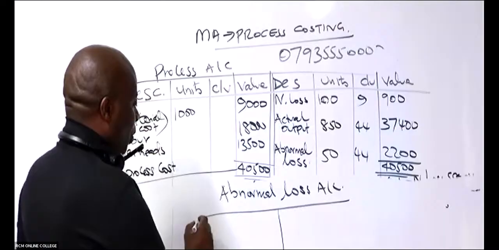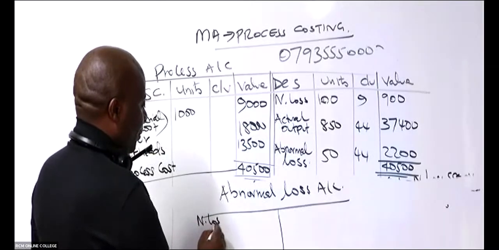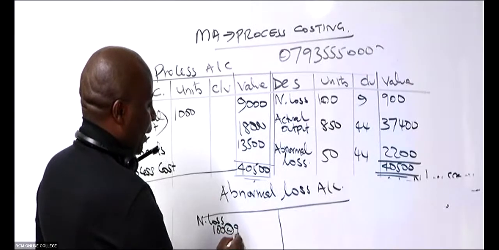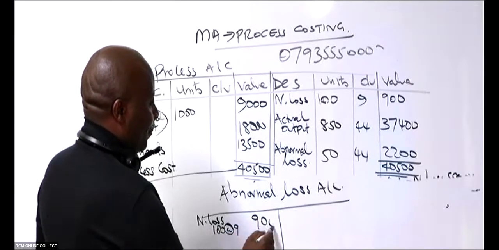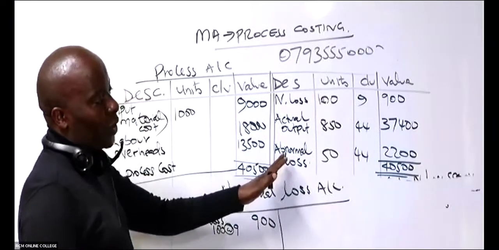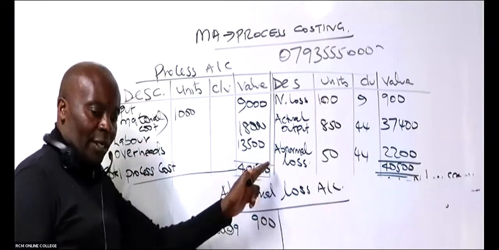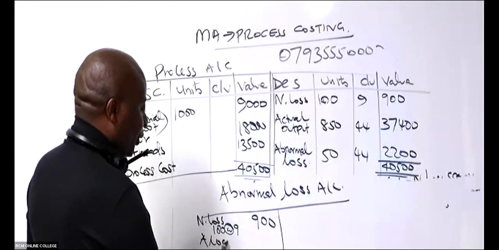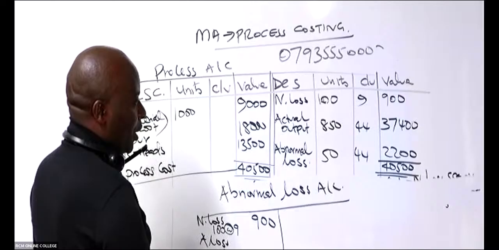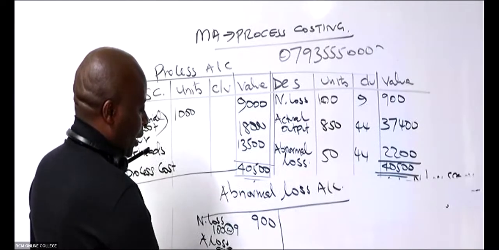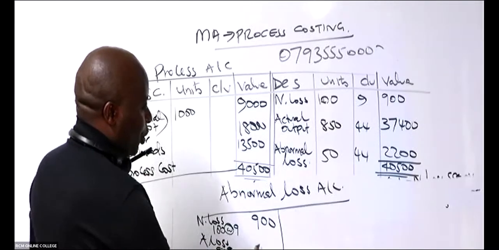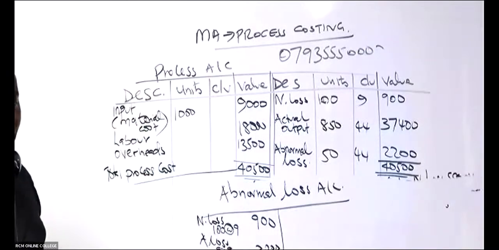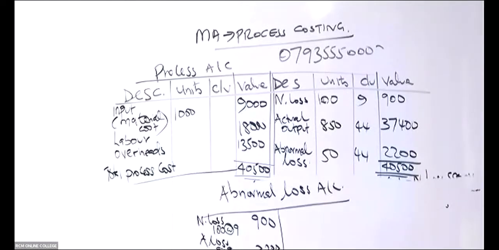So we have here normal loss, 100 at 9, giving us 900. And then we have abnormal loss, which was credited here. So again, we debit it here. So abnormal loss, I can see 50 at 44, giving me 2,200.